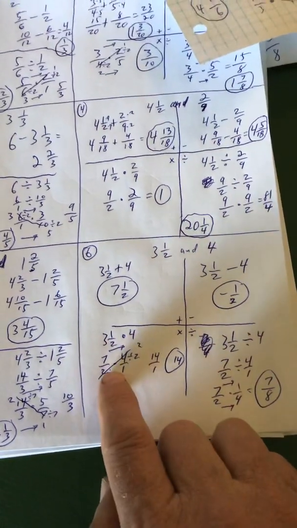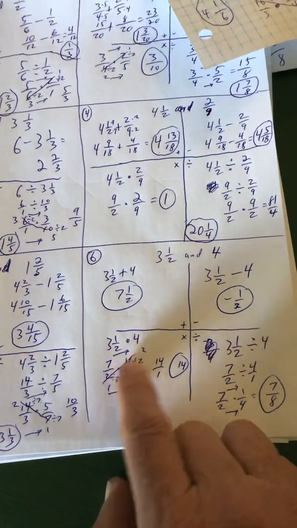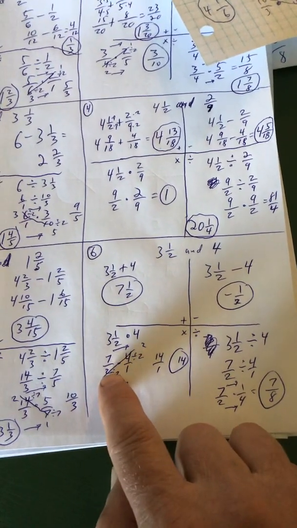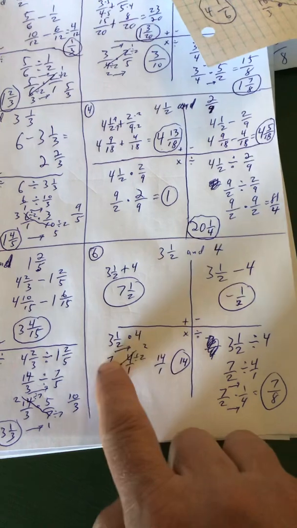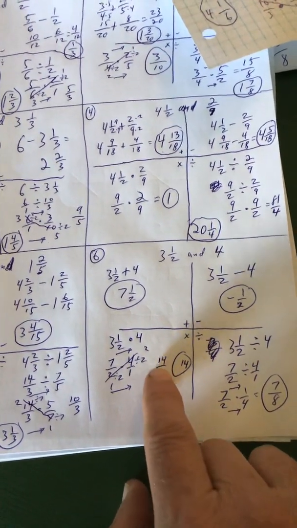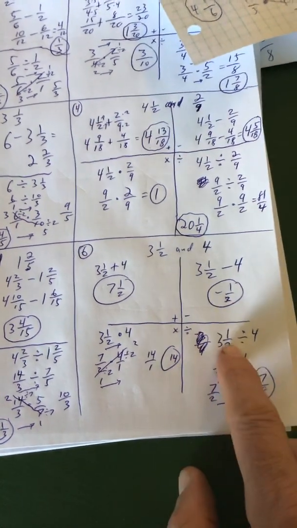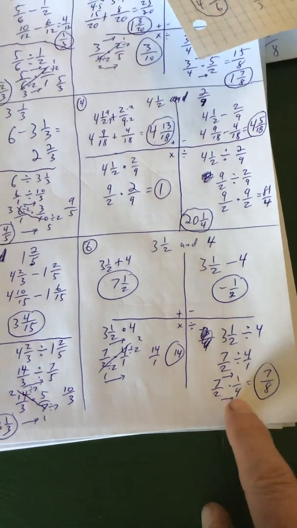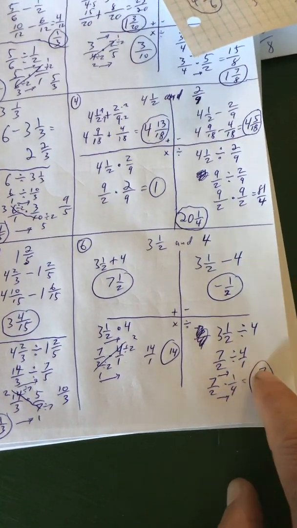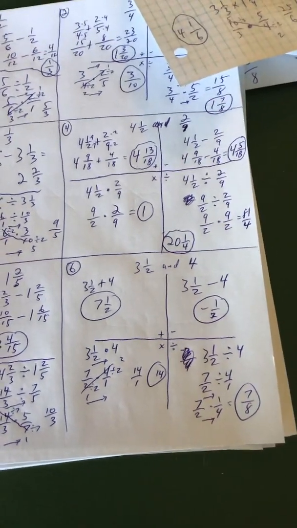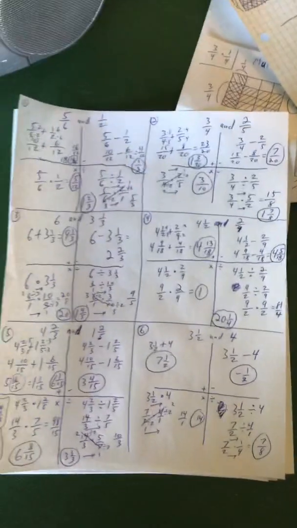Now 3.5 times 4. Make them improper. Make it a fraction. I can divide both these by 2. I can divide both that by 2, and I multiply. 7 times 2 is 14, 1 times 1 is 1, and 14 divided by 1 is 14. Dividing, again, make them fractions. Then I can flip the one on the right. There's nothing to cancel here, and I just get 7 times 1 is 7, and 2 times 4 is 8. So there's the answer.